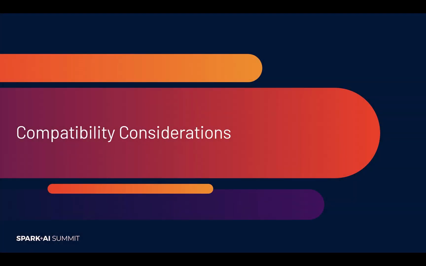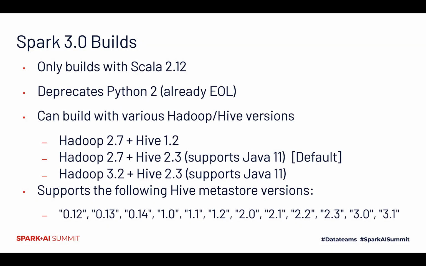Now, let's move to the third part of our training presentation and talk about compatibility considerations. Spark 3.0, first of all, only builds with Scala 2.12. So we are no longer supporting Scala 2.11. Now, that shouldn't be too big a deal because your code that was running and working on Scala 2.11 should work on Scala 2.12, provided that any libraries that you're using have also been updated and compiled for Scala 2.12.